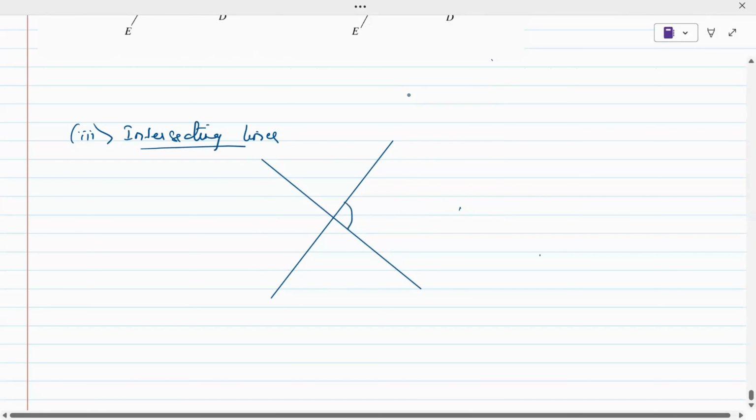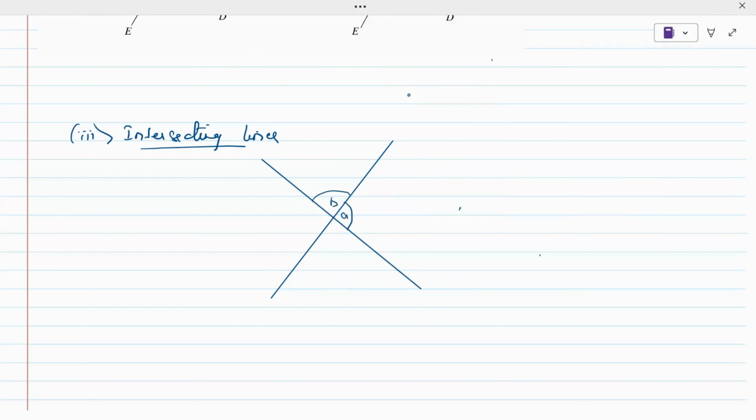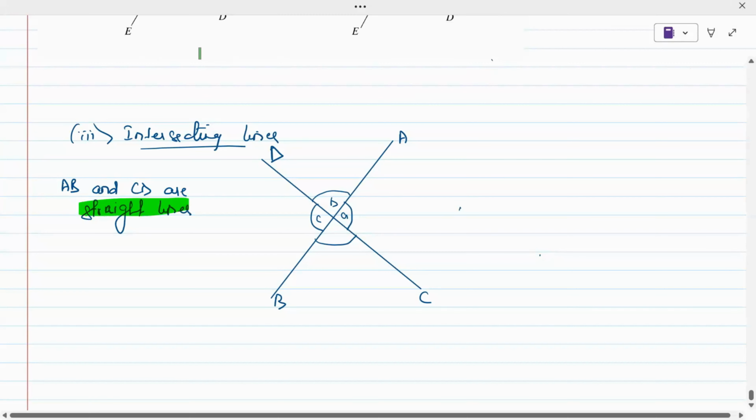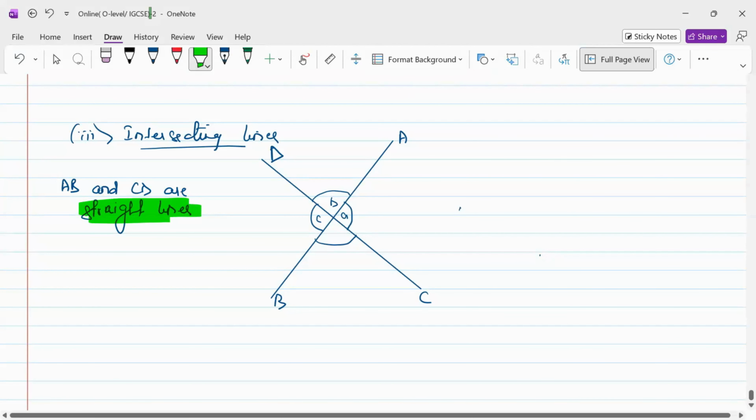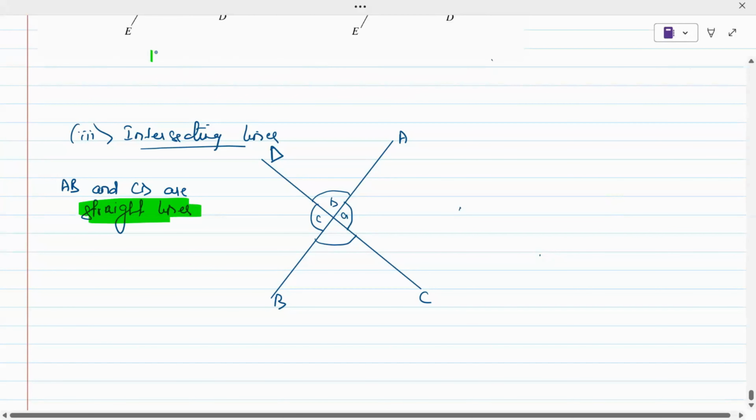Vertically opposite means, let's suppose this is A, this is B, this is C, and this is D. And these are straight lines, mind you, straight lines. So capital A, capital B, and capital C, capital D. AB and CD are straight lines. So straight lines is the most important statement here. So whenever two straight lines intersect, the vertically opposite angles formed are equal.